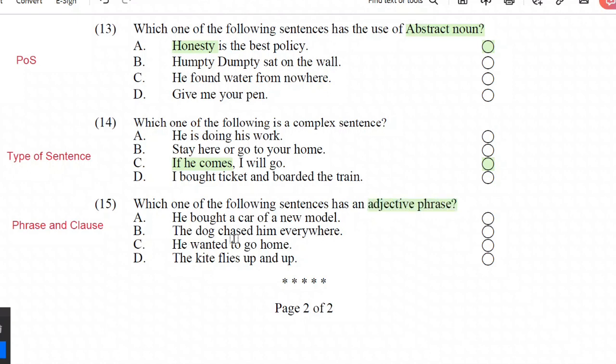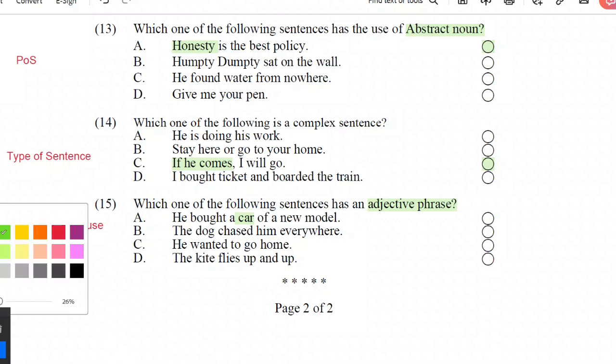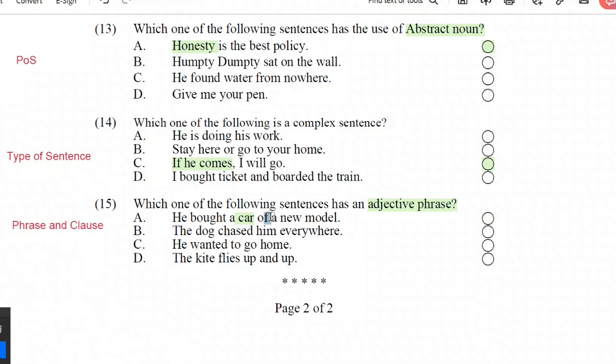Now look at the first one. He bought a car. What is a car? It's a noun. Of which type of car he bought? Of a new model. Now, of a new model, this phrase is adding to the meaning of car. Hence, this is an example of an adjective phrase.